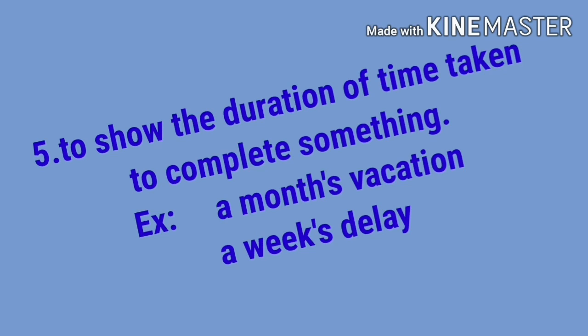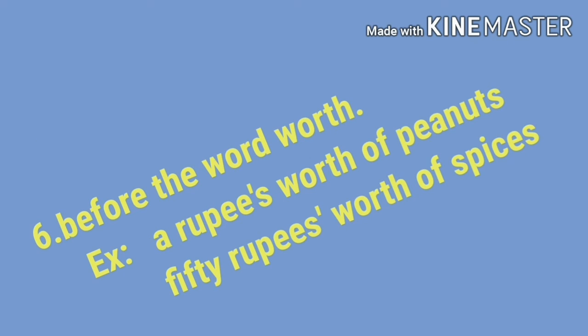Fifth one, to show the duration of time taken to complete something. See the examples. A month's vacation. Here month apostrophe s, so duration of time. Second one, a week's delay. Week, duration of time. So a week's delay. Sixth one, before the word worth.